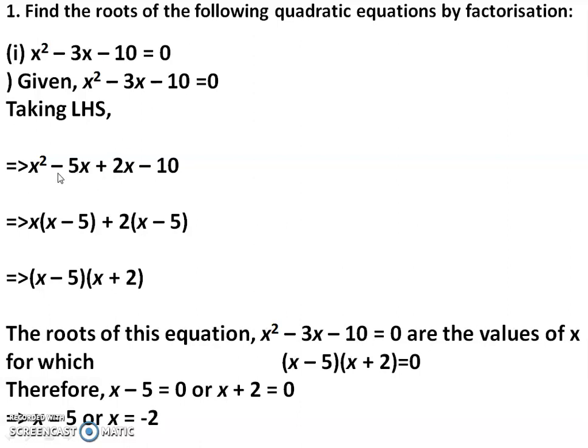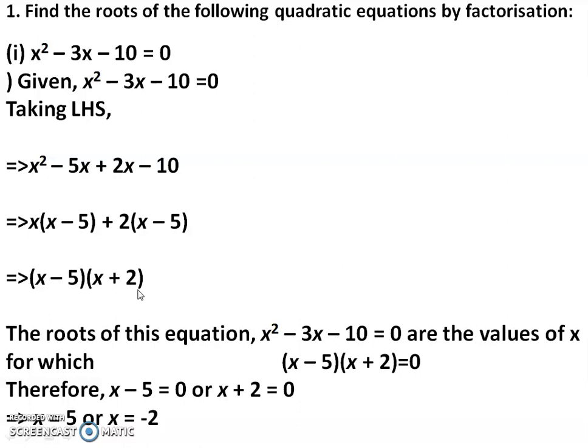Now, from the first two terms, you can see x is a common term. So, you are taking x out, x into x minus 5, and from the third and fourth term, you can see 2 as the common term. 2 outside, 2 into x minus 5. So, from these two terms, you can see x minus 5 is a common term. So, you will take it out. x minus 5 into x plus 2.